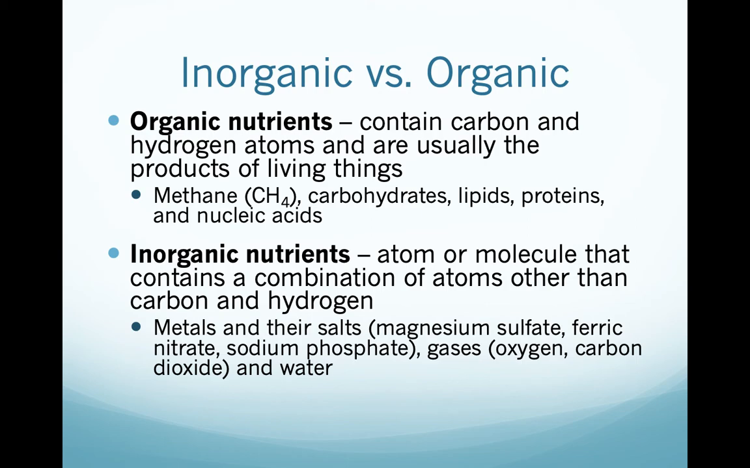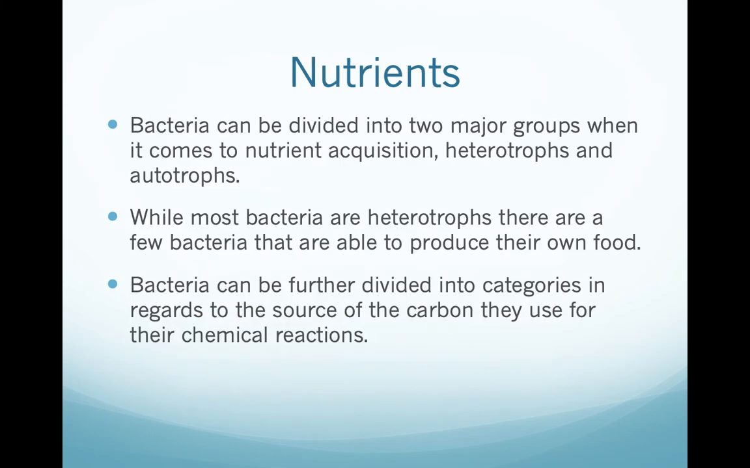So the other concept here is organic versus inorganic nutrients. If you recall from lecture 1, organic nutrients, organic compounds, have carbon and hydrogen bonded together. That's their definition. A lot of these things are usually produced by living organisms, whereas inorganic nutrients tend to have a lot of other atoms other than carbon and hydrogen bonded together, and they tend to not be produced by living organisms as often.